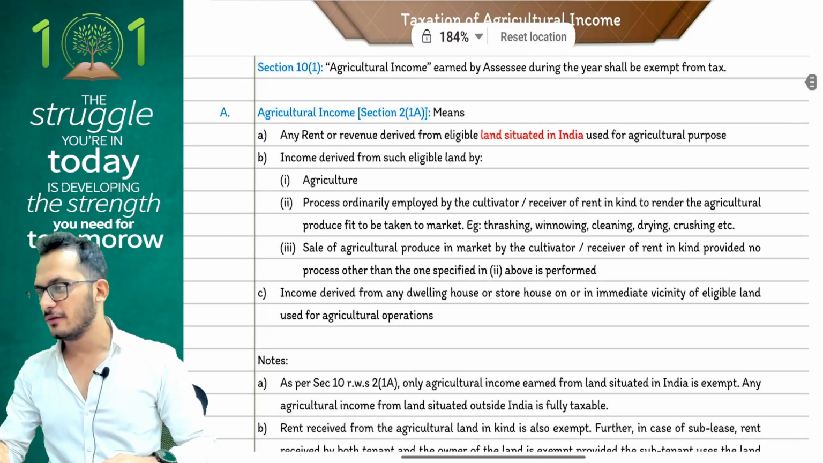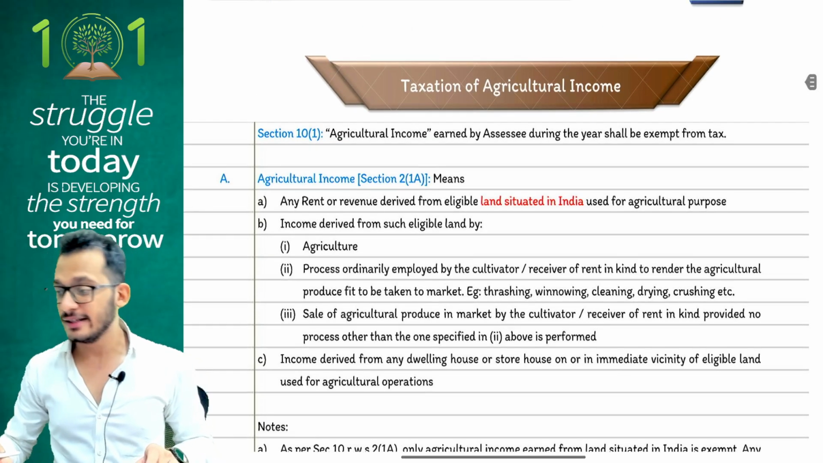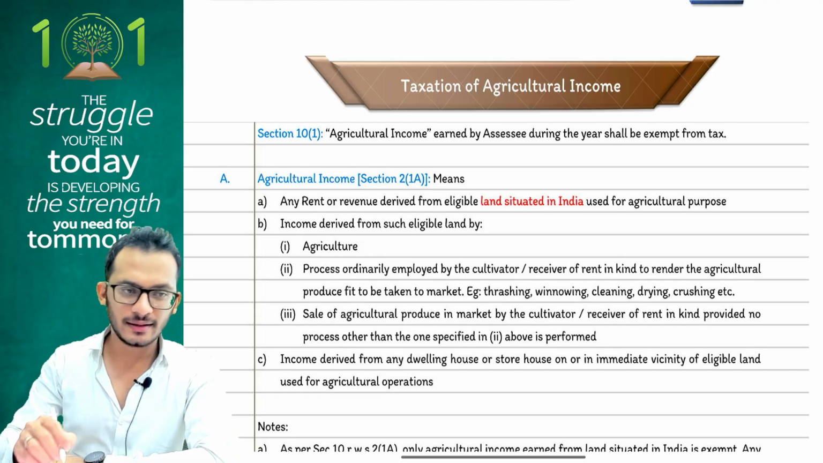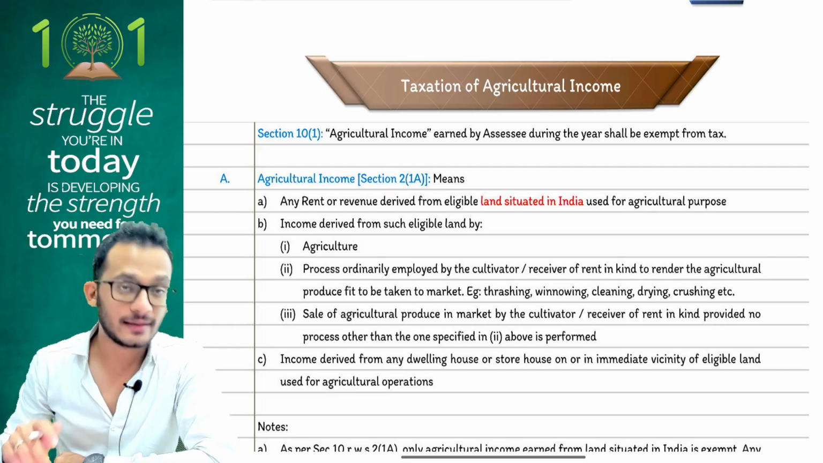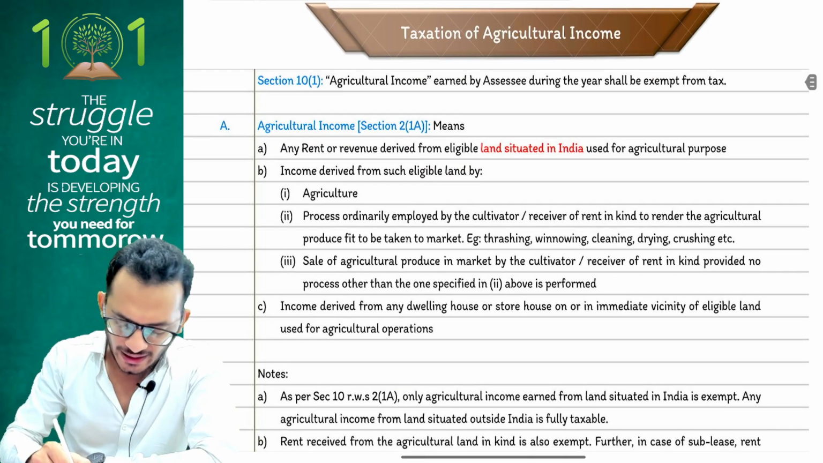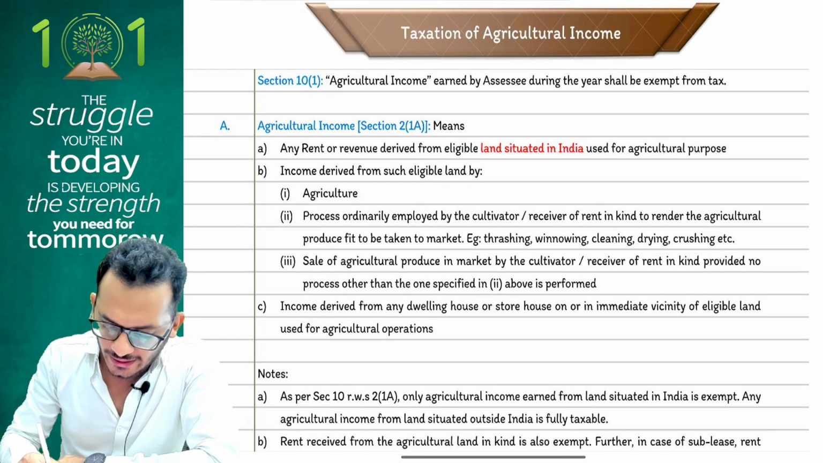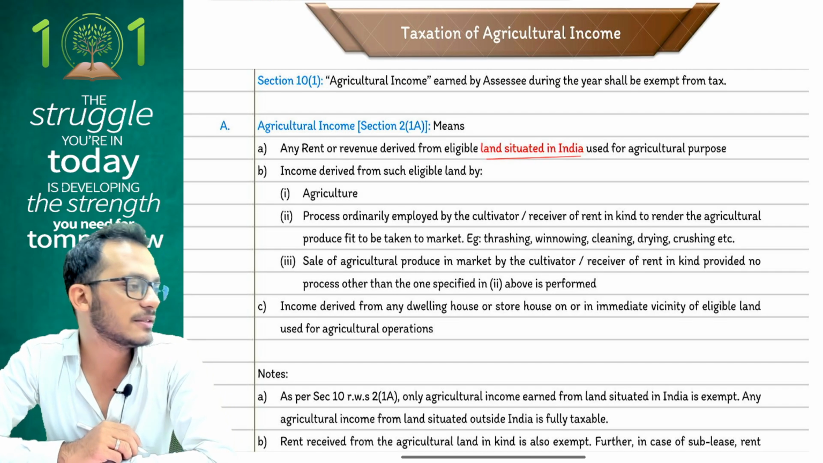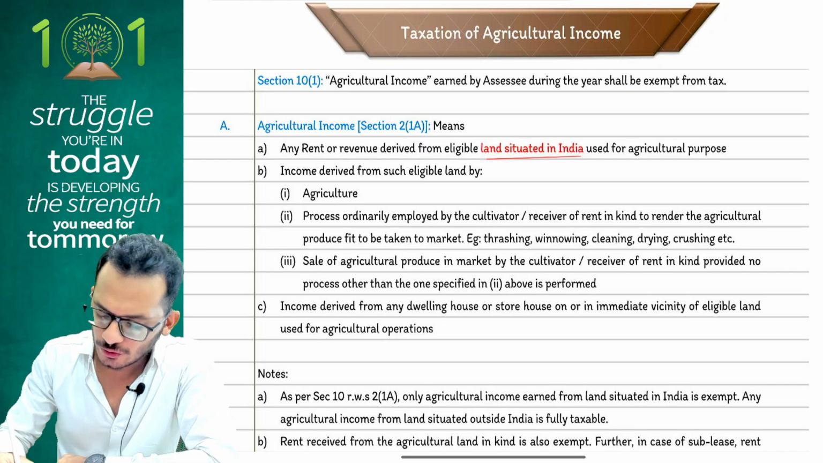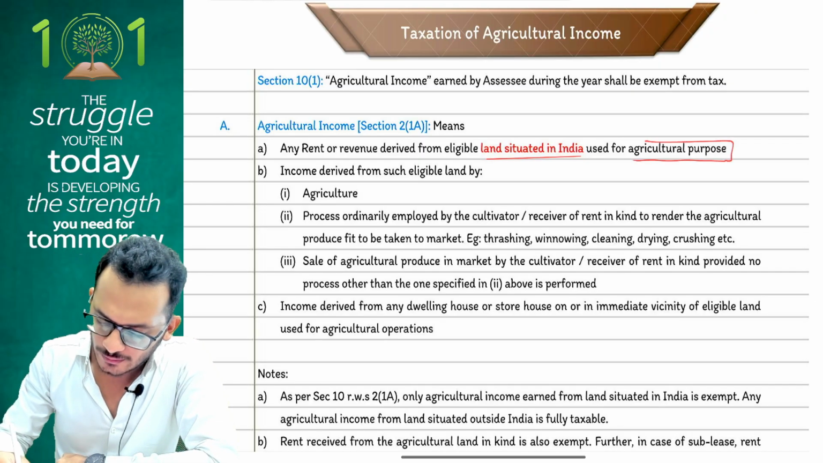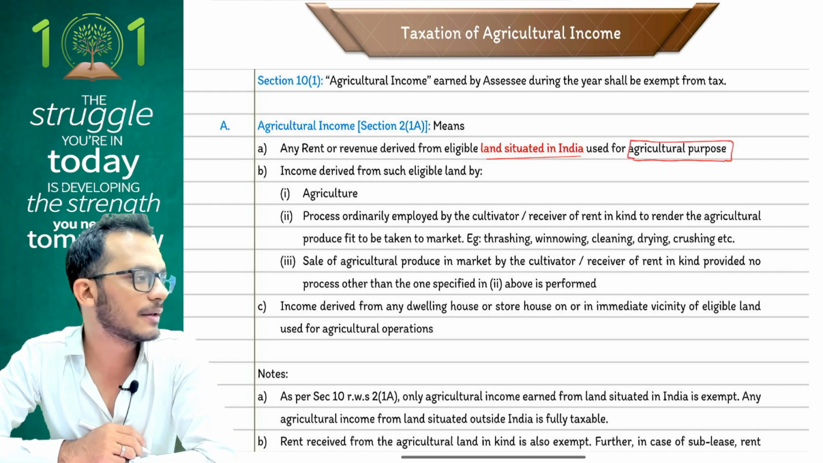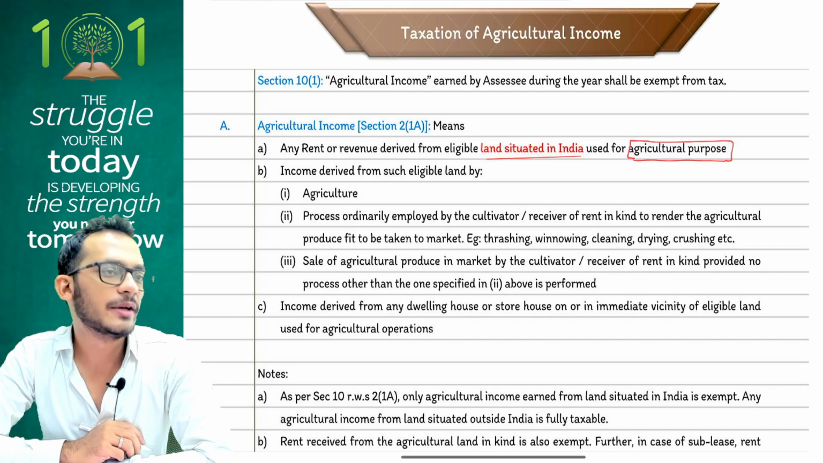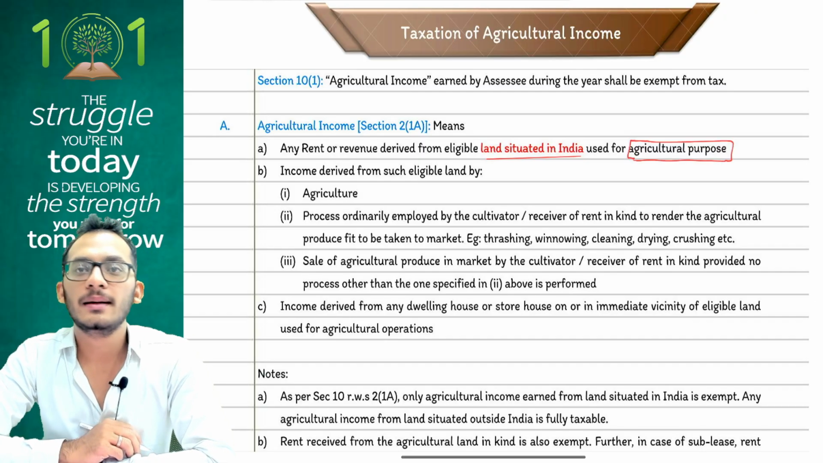Taxation of agricultural income. Section 10(1) says any agricultural income which is earned by the assessee shall be exempt from taxes. Agricultural income means any rent or revenue which is derived from a land which is situated in India. It should be used for agricultural purposes, which means only if I'm using it for agricultural purposes can it be called agricultural income. If I'm using it for movie shooting, poker games and all, it is fully taxable.